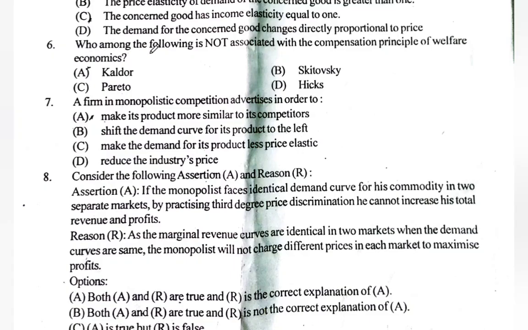Question number 6. Which among the following is not associated with the compensation principle of welfare economics? Option A, Kaldor. Option B, Scitovsky. Option C, Pareto. Option D, Hicks. In compensation principle of welfare economics, the Hicks-Kaldor principle is there. In contradiction to Hicks-Kaldor, there is also the Scitovsky paradox. But Pareto is not related to compensation principle. So the correct answer is option C, Pareto.